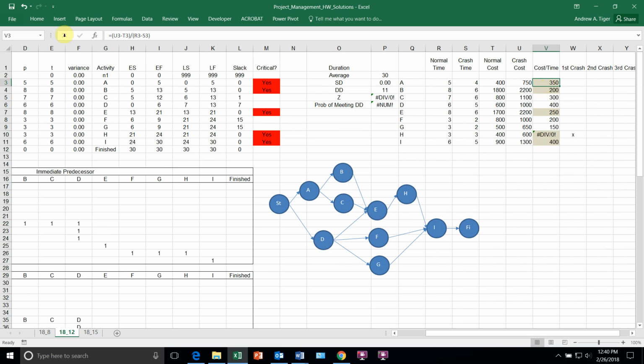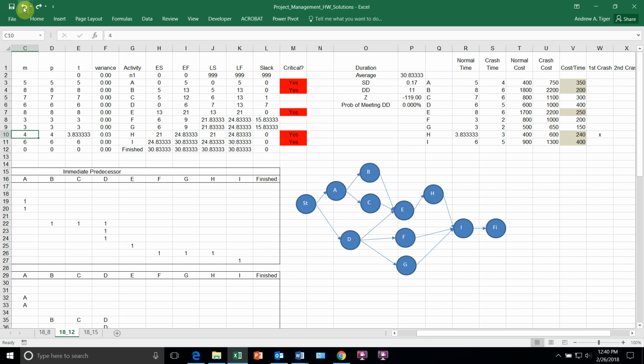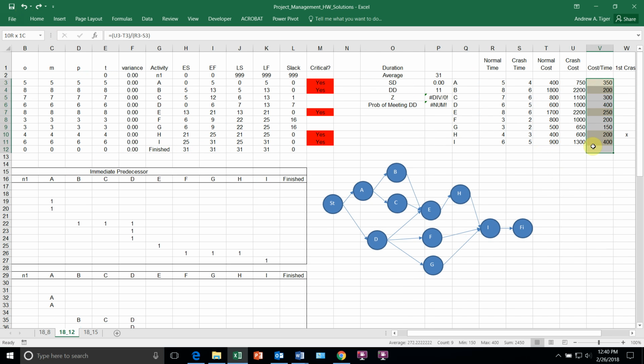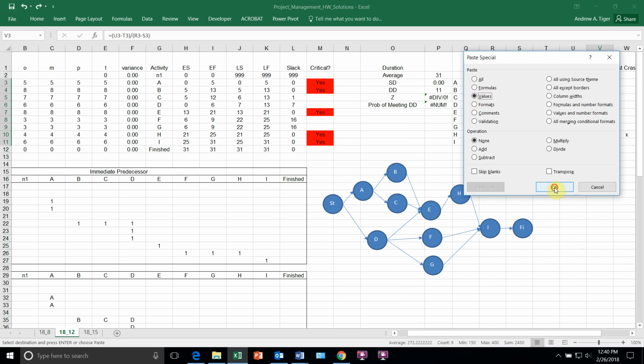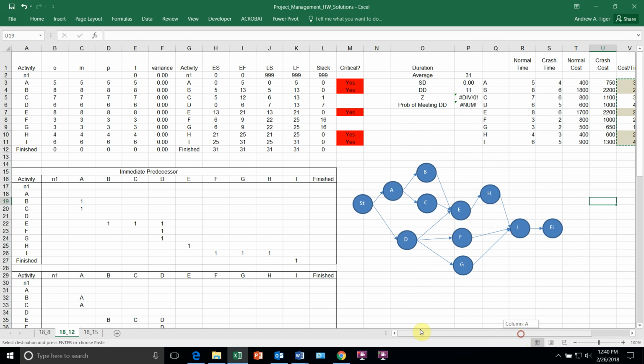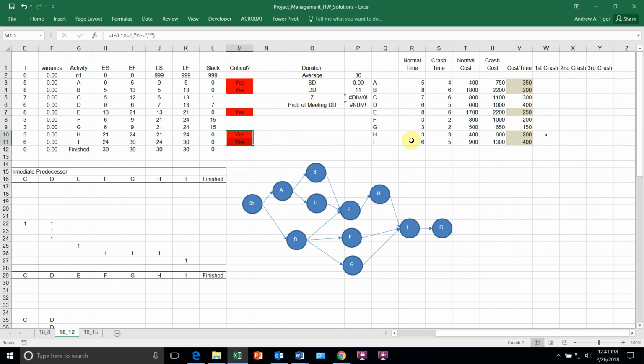These costs per time, let me make those constants, because that's what they are. But I am going to crash the cheapest one, 3. I look over here at the critical path, and it still runs through A, B, E, H, or I. So it's the same ones, except I can't crash activity H anymore because it's as short as it can be. So I now have to crash activity B.